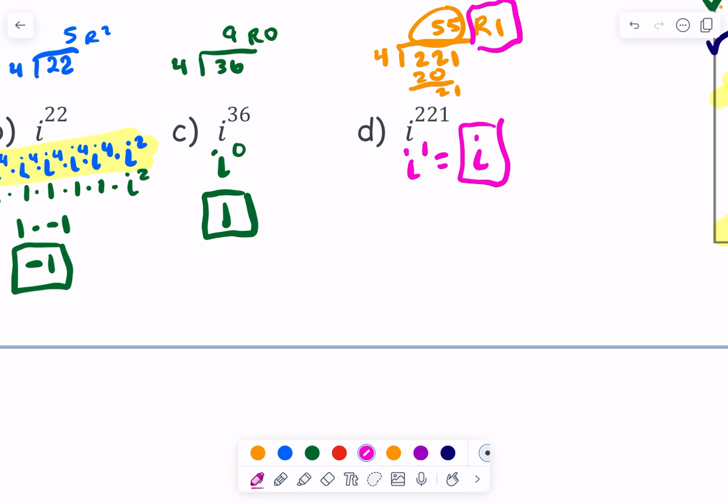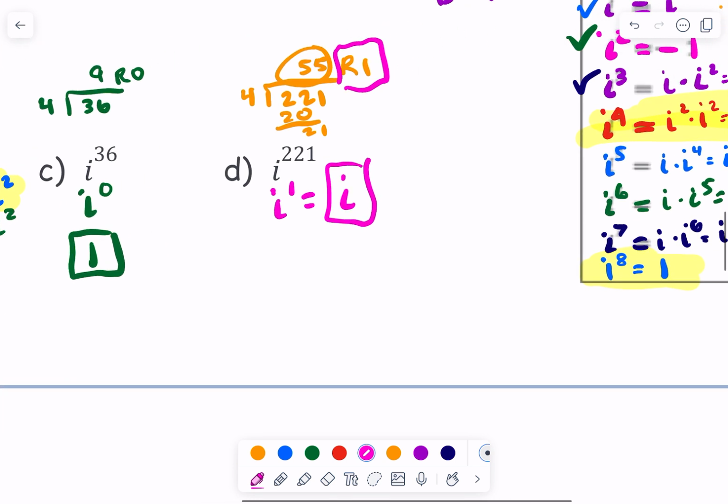So how do we summarize this? We're going to take 4 and divide it into the exponent. And then we're going to take the i to the remainder. So we just need the remainder. We don't need the other stuff.